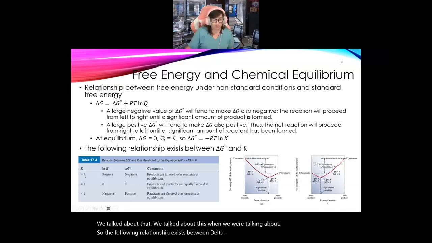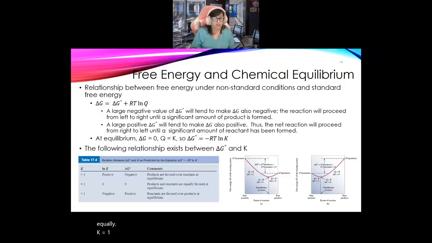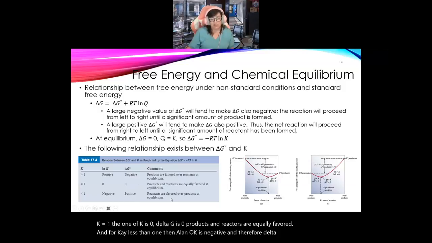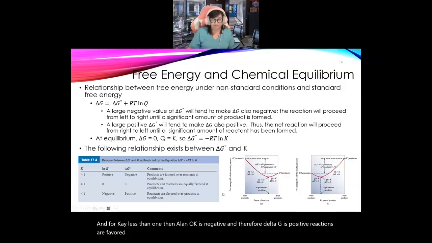If K is greater than 1, we favor the forward reaction. The ln of K is positive, delta G is negative, and products are formed over reactants at equilibrium. If K equals 1, the ln of K is 0, delta G is 0, and products and reactants are equally favored. For K less than 1, ln of K is negative and therefore delta G is positive. Reactants are favored over products at equilibrium.